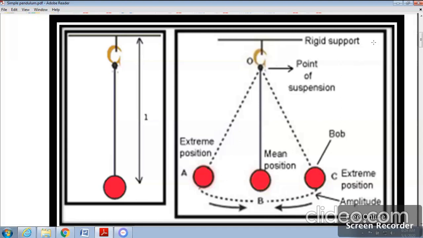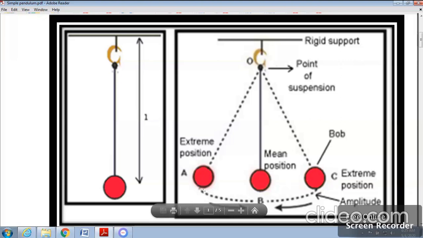This is the rigid support written here at the top. Now the point of suspension from which the pendulum is suspended. A, B and C are the three positions of this bob. B is the mean position. When it is in the center, it is the mean position. When it oscillates, the maximum place where it can go, that is A, the extreme position. On the other side, it is C, labeled as extreme position.